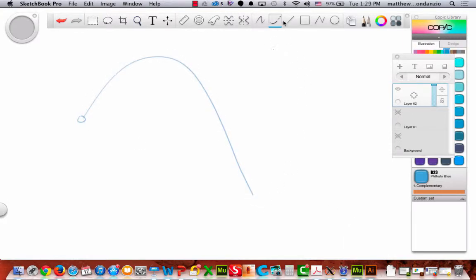What tool is that? This is the same tool I used before. It's kind of nice. Same Sketchbook Pro that I have.